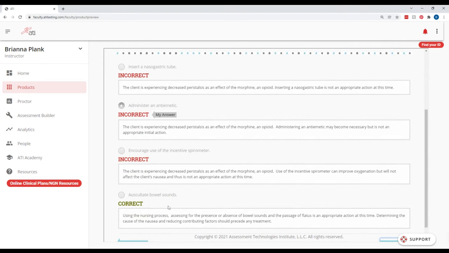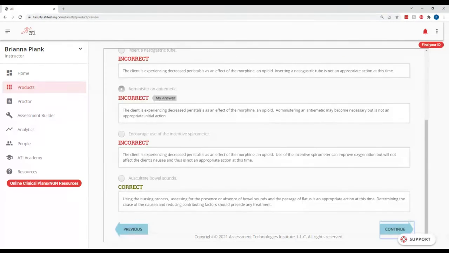So this is one of those scenarios where we want to assess further before we do something. We might give an antiemetic. So in the nursing process, we want to know, are there bowel sounds? Are they passing flatulence? And determine more about the cause of the nausea. We know that nausea can be a side effect of opioid analgesics like morphine. So is it a side effect of the morphine, or is there something else going on here? So we just need to check that first.